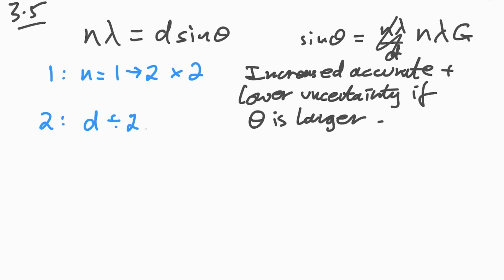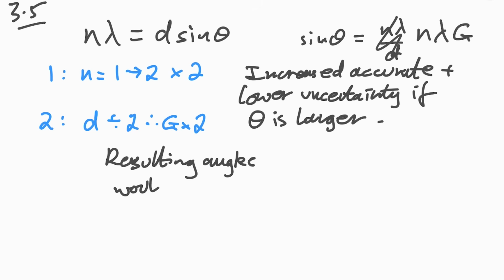So which one of these options is going to achieve that? Well, if d halves, then that means that g is actually going to double. Okay. So actually it seems like they both have the same effect. Theta is going to increase by the same amount if you increase from n1 to n2 and you double the lines per meter. So therefore, we can say resulting angles would be equal. There we go. Angles. So you get the marks for that.